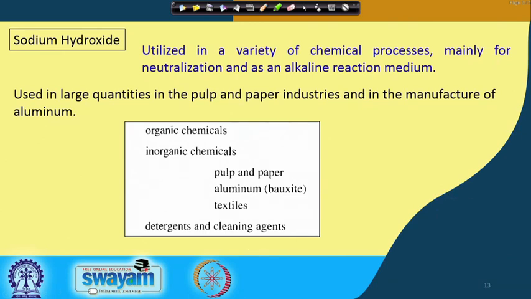So, that gives us a very good idea of how the chloralkali process can produce so many useful chemicals, which can further be utilized in different industrial sectors. Okay. So, thank you very much.